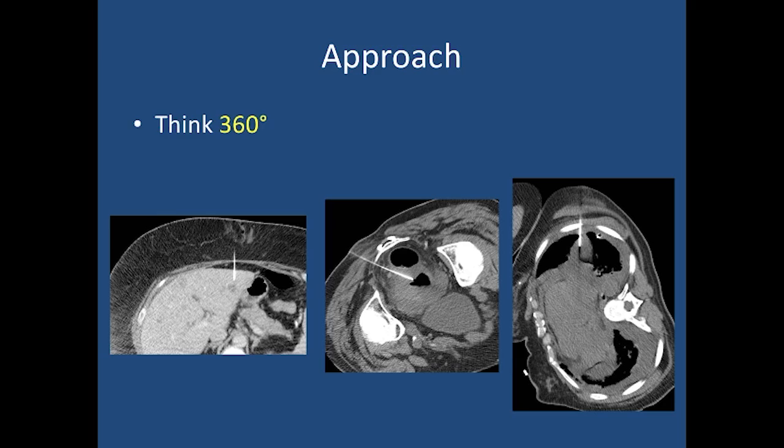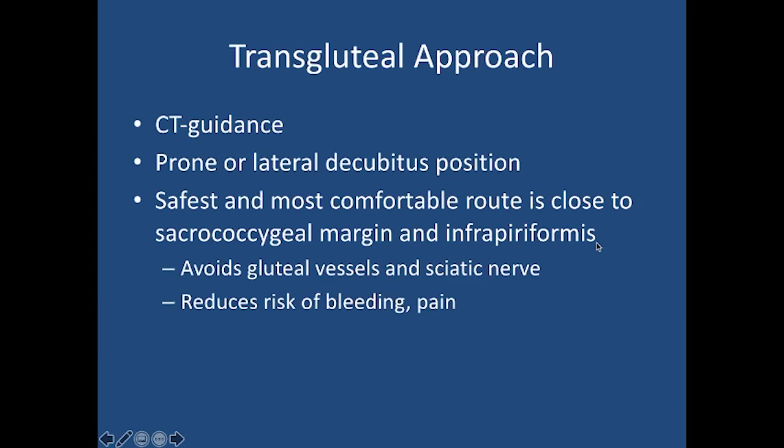Once the imaging guidance modality is selected, you have to consider the approach, and it's important to think of the patient in 360 degrees. In this example, we have a liver lesion biopsy in which an anterior transabdominal approach is selected. Here we have a needle being placed in a pelvic abscess through a transgluteal posterior approach. And here we have sampling of a loculated pleural collection from the flank, or from the side, I should say.